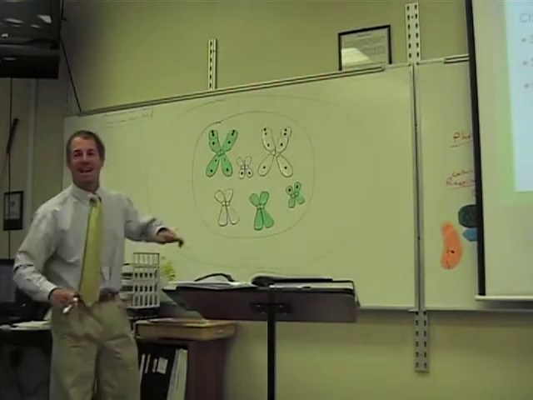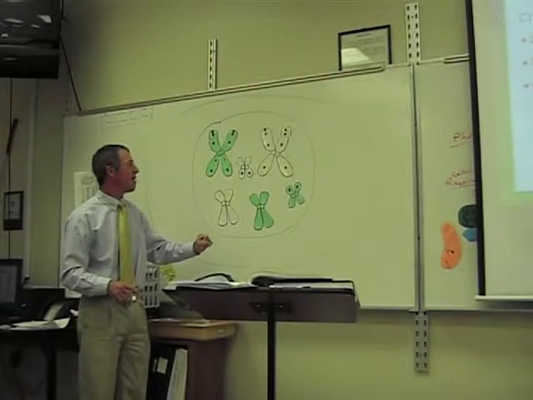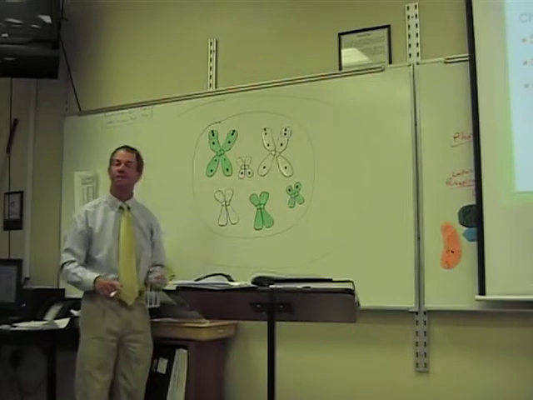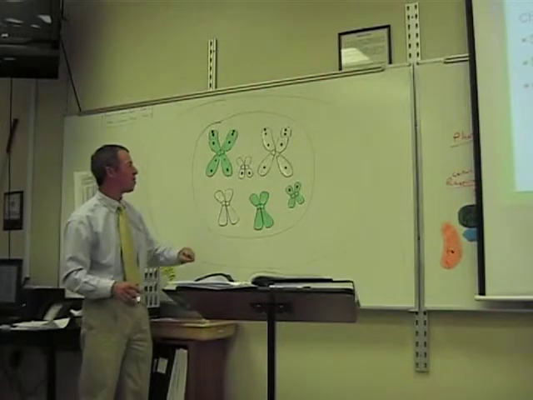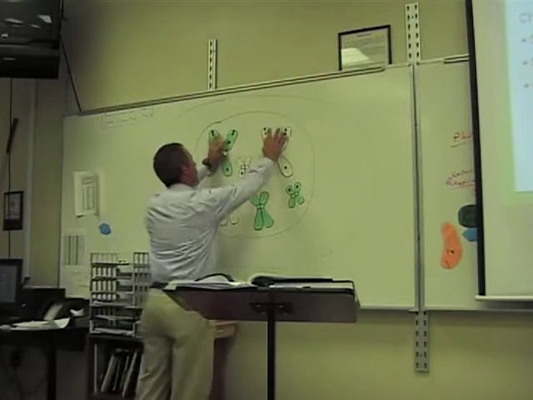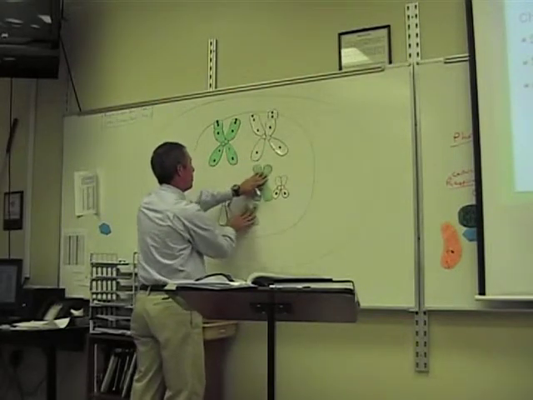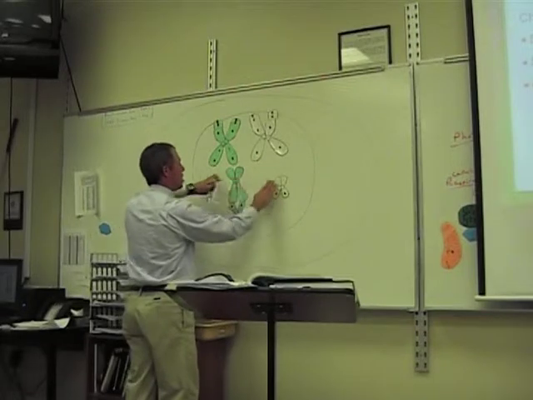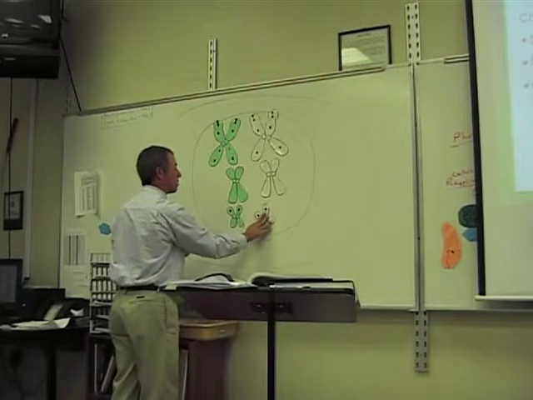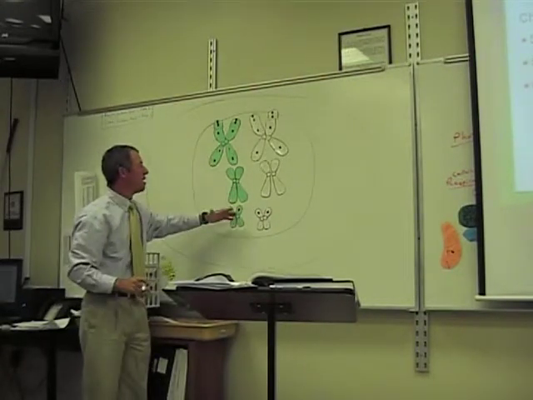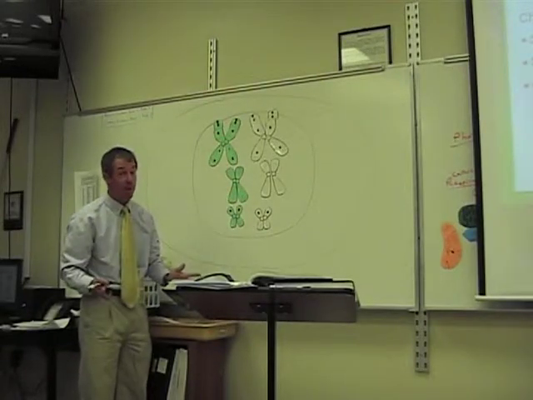If we take a look at this cell, I want you to notice something about the chromosomes. Do you see how there are 2 sets of them? Everybody pay attention, this isn't easy. There are 2 sets of chromosomes up here. What I mean is there's 2 big ones, 2 little ones, 2 medium ones. And I have them in different colors. The green set came from your dad. The white set came from your mom.